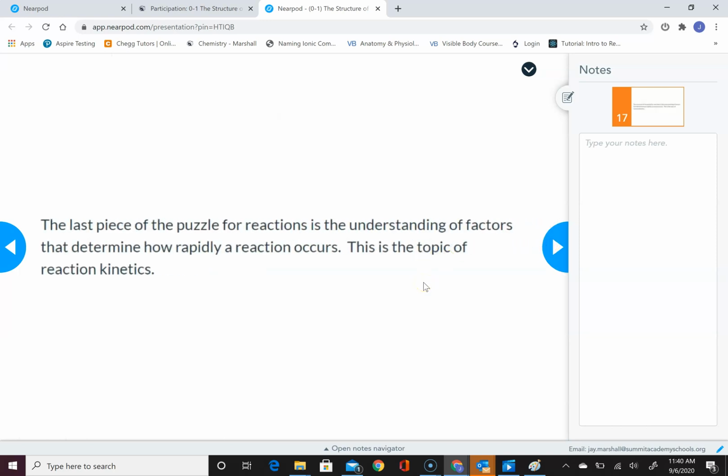The last piece of the puzzle for reactions is the understanding of factors that determine how quickly a reaction occurs. And this is going to be the topic of reaction kinetics.